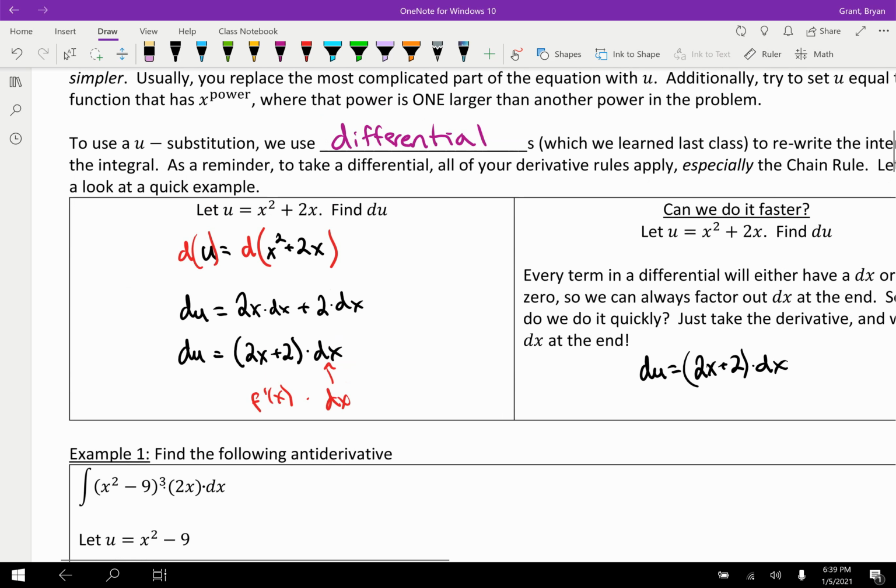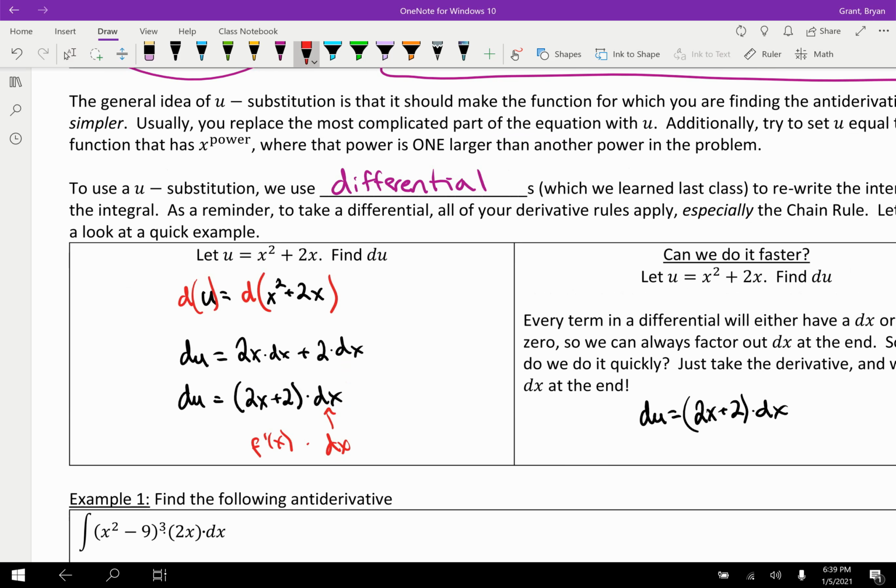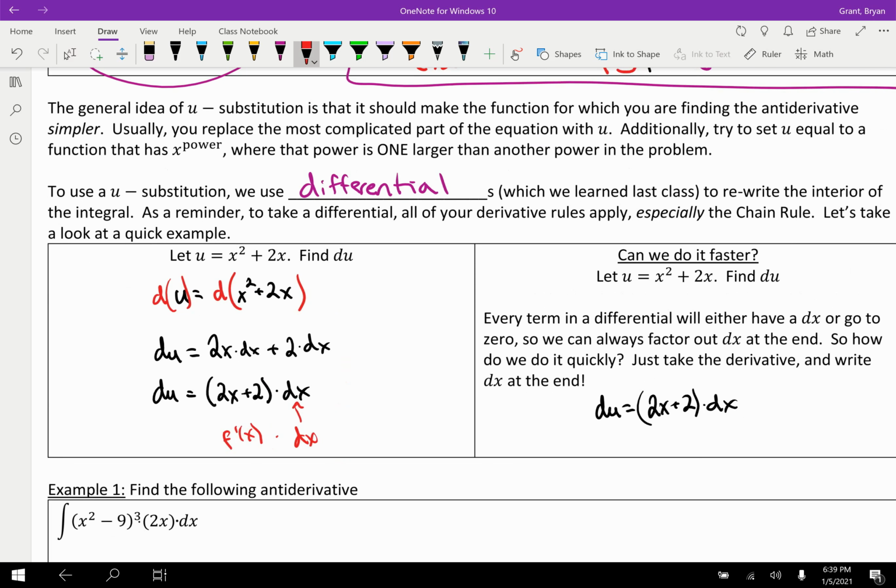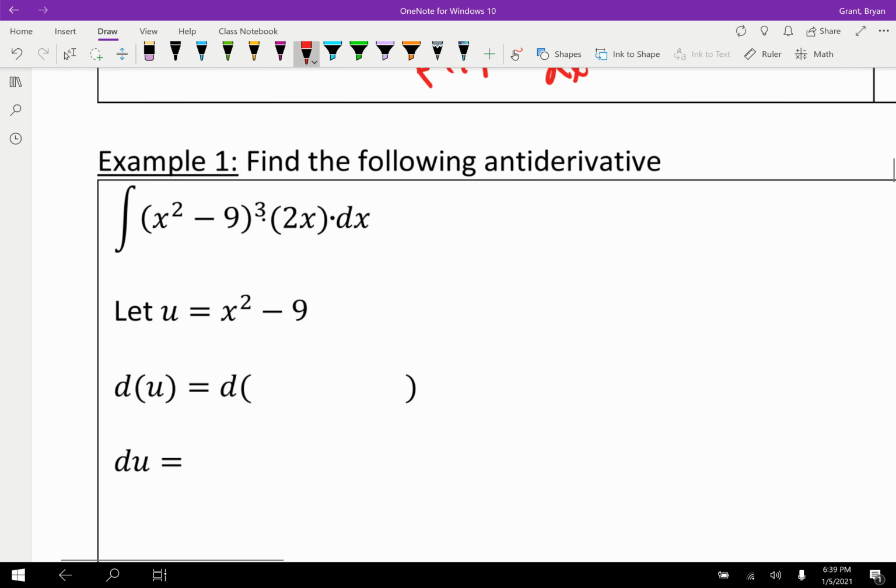So instead, we're going to simplify this problem. And I had mentioned earlier that to do a U-substitution, we usually try to set u equal to a function that has x to some power, where that power is 1 larger than another power in the problem. So looking down here, I see a couple powers. I see a third power, a second power, and a first power. Now, u isn't going to be this random exponent. U is going to be something with an x in it. So really, we have two options for a u substitution. We can substitute u to be x squared minus 9, or we can substitute u to be 2x.